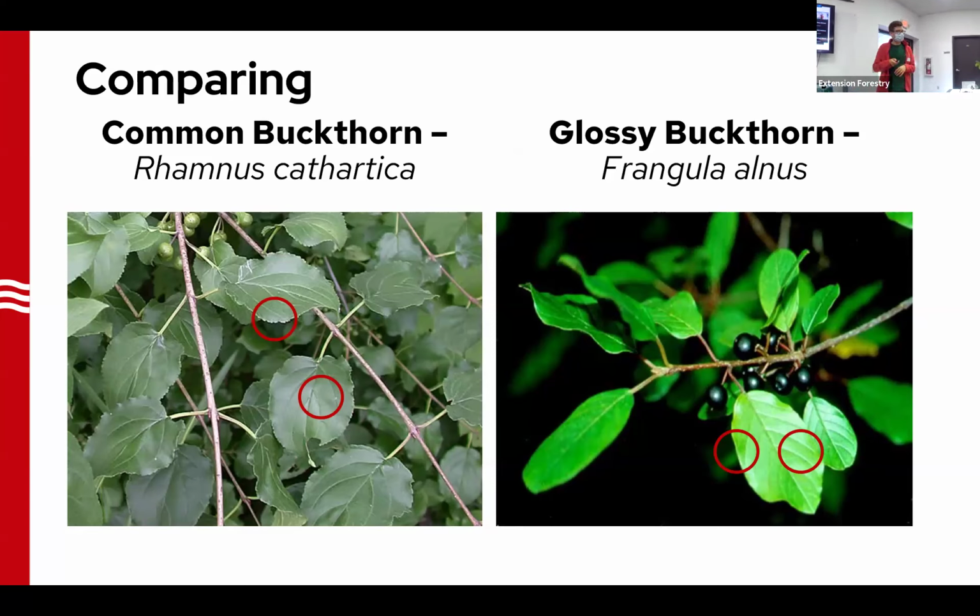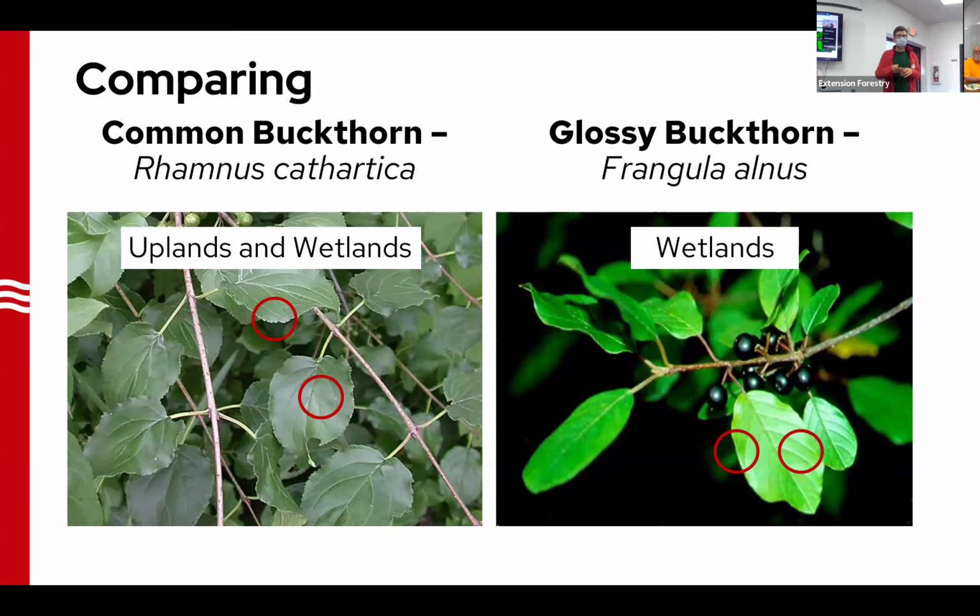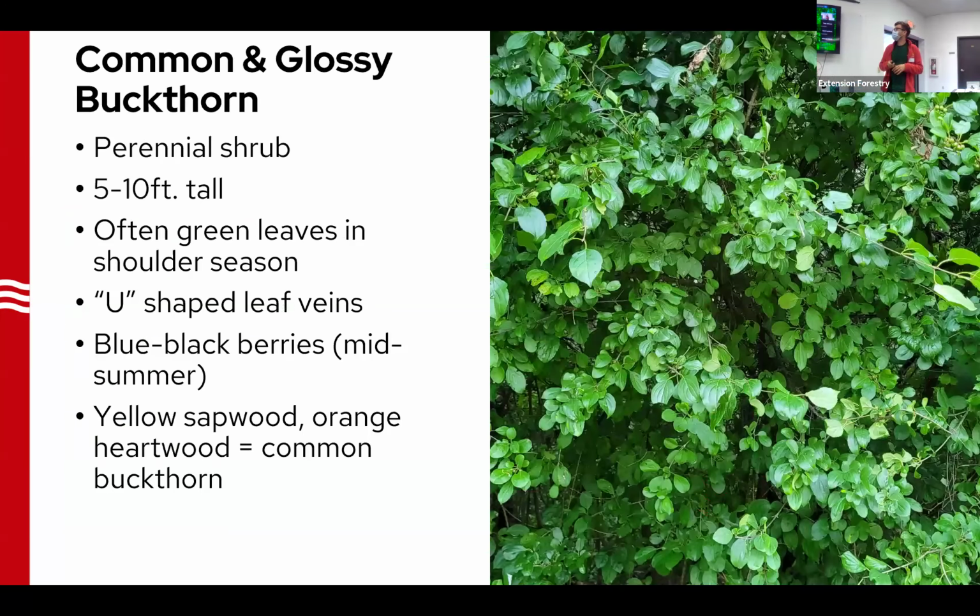You may not see it as much as common buckthorn, but that's going to have a smooth leaf edge. So just reviewing uplands and wetlands for common buckthorn, it can show up in both of those habitats. In contrast, glossy buckthorn, we're going to see more in wetland habitats.